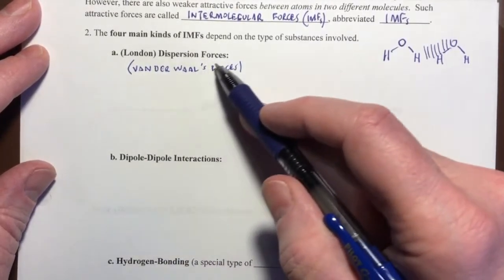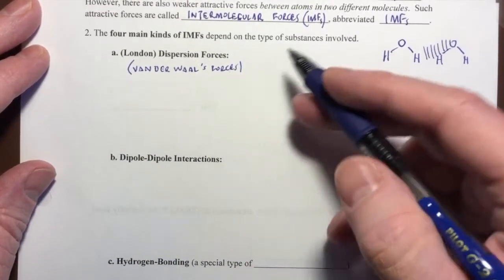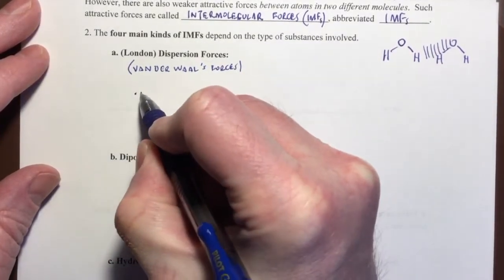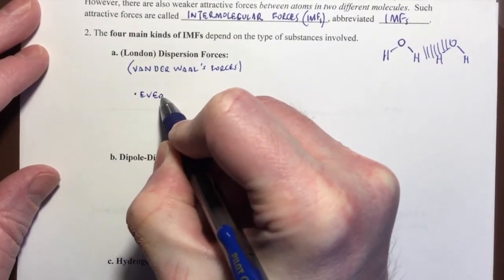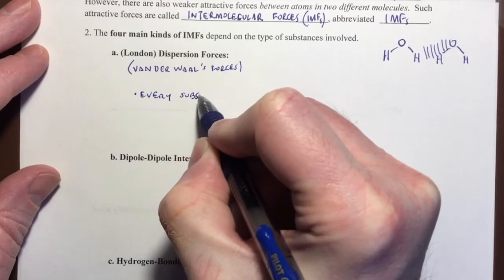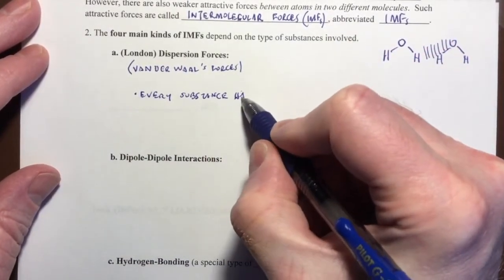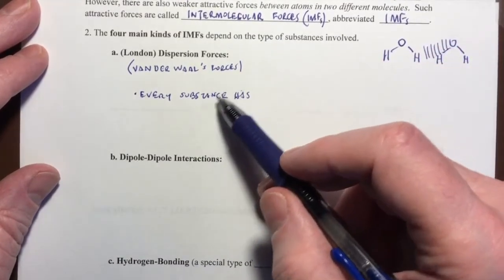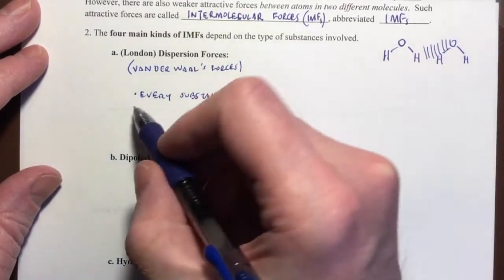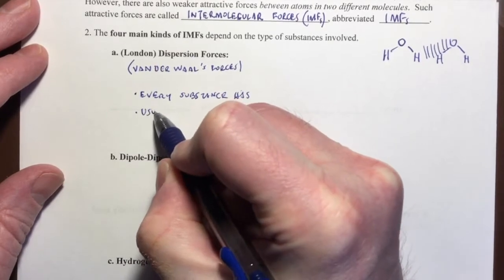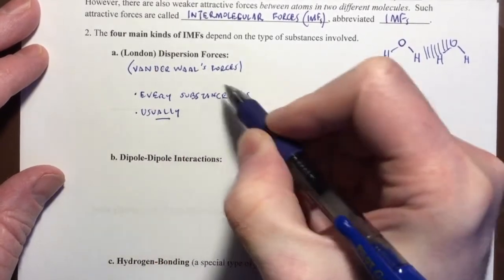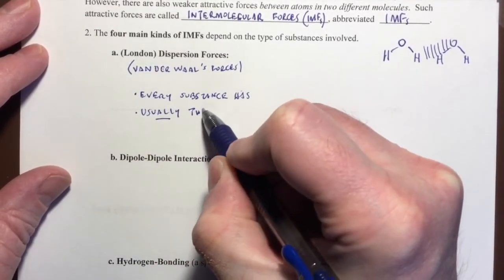So London Dispersion Forces, these are usually the weakest kind of intermolecular force, but not always. So we're going to start with these. These are forces that every substance has between one molecule and another, for example. And these are usually the weakest.